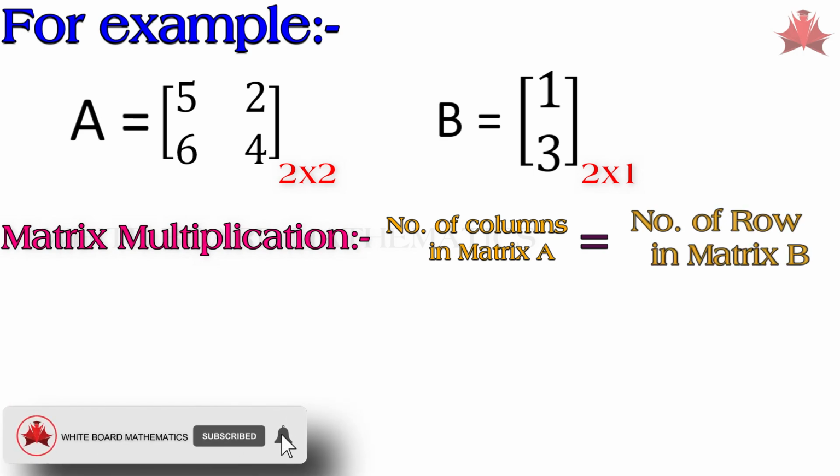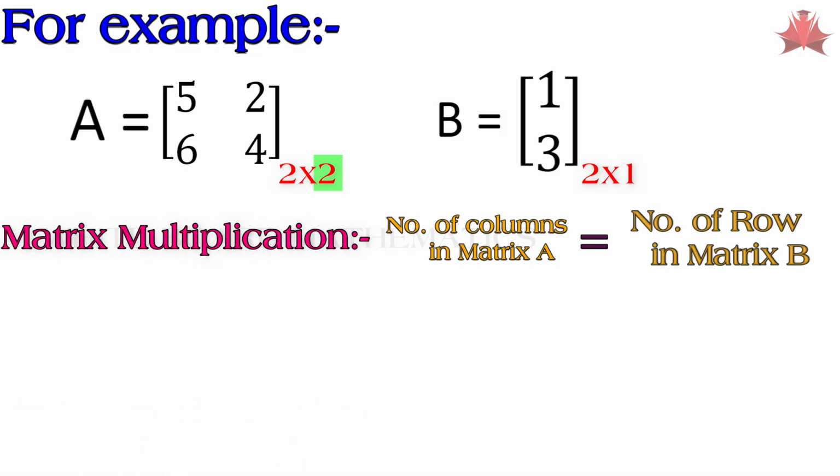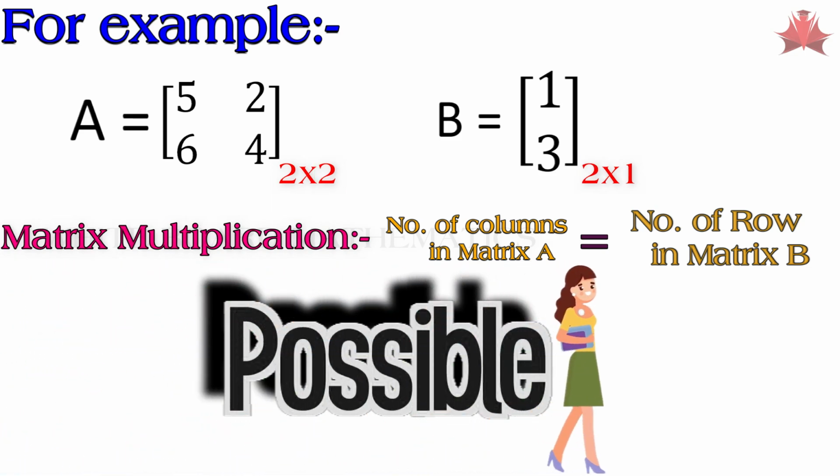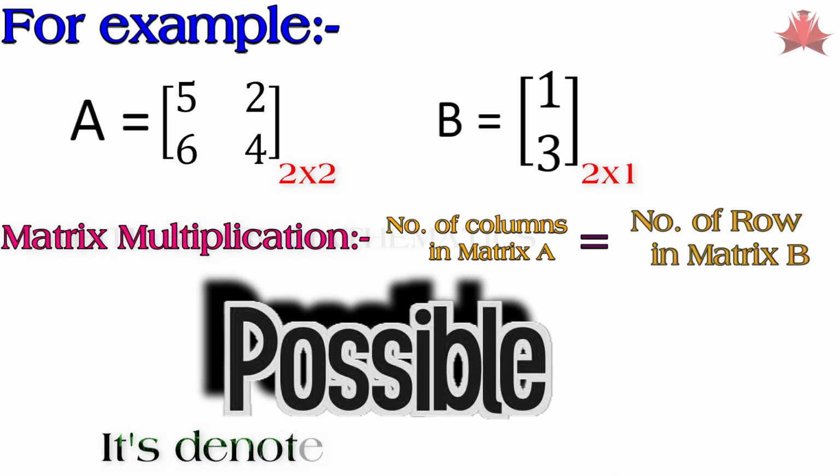So here the number of columns in the first matrix is 2 and the number of rows in the second matrix is 2. Both are equal. Here the matrix multiplication is possible. Now let me explain how to do the multiplication of matrices. Their product is denoted by A into B or AB.